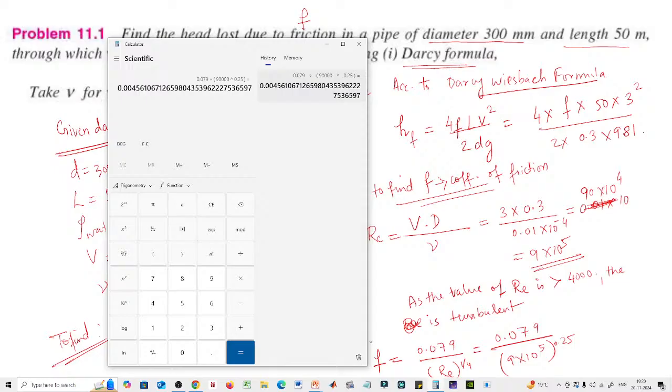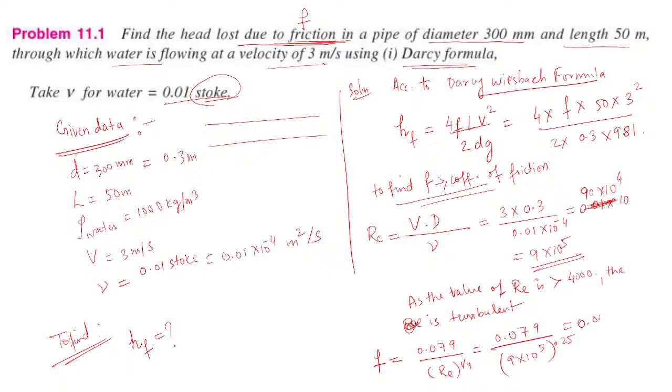Which is 0.0045, okay, as you can see here, 0.0045, right? I have taken approximate values from here. Now what I'm going to do is substitute back over here the f value that I have calculated. Once I substitute and calculate, whatever value you get is the value of hf.